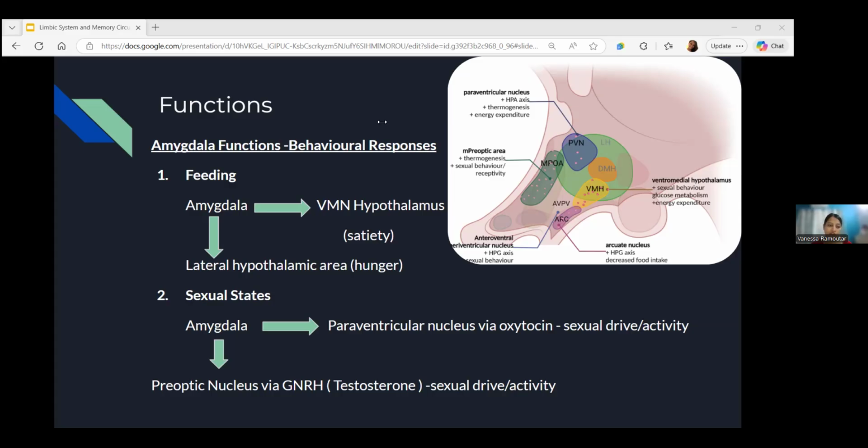So the paraventricular nucleus can cause oxytocin release, which increases sexual drive, and the medial preoptic nucleus releases gonadotropin releasing hormone, which then causes the release of testosterone, and that in turn increases sexual drive.